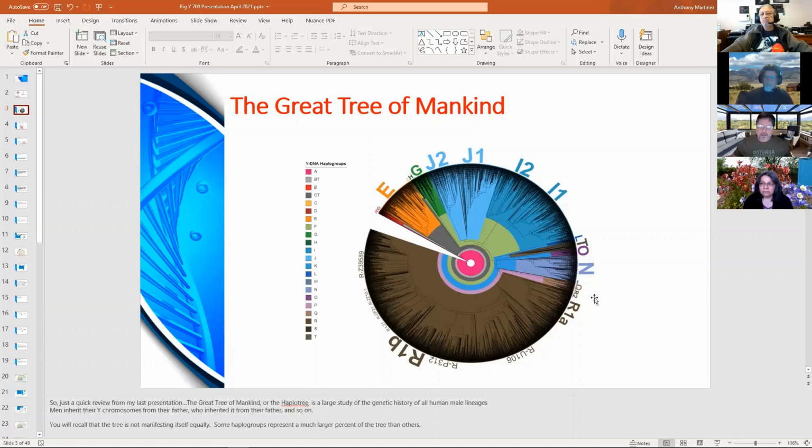Then you have the rest of the planet represented by the rest of the haplogroups. So those of us, like I'm in Q, you can barely see it, or barely even notice it. We have to work a little bit harder on getting this tree to manifest itself.